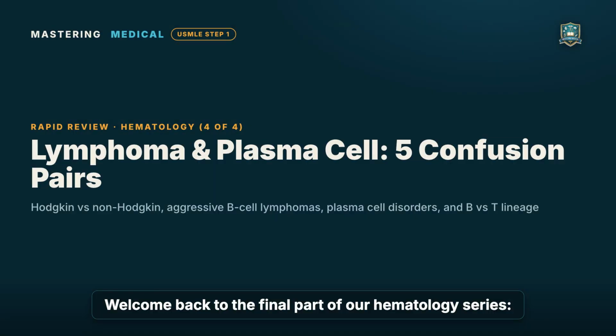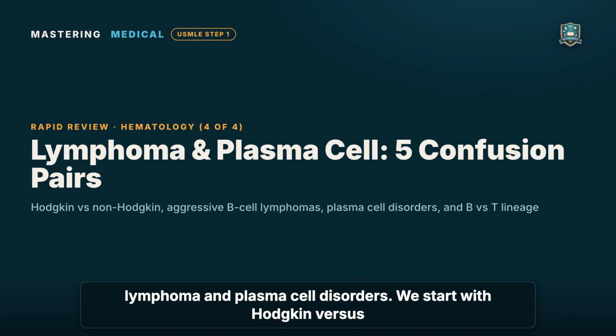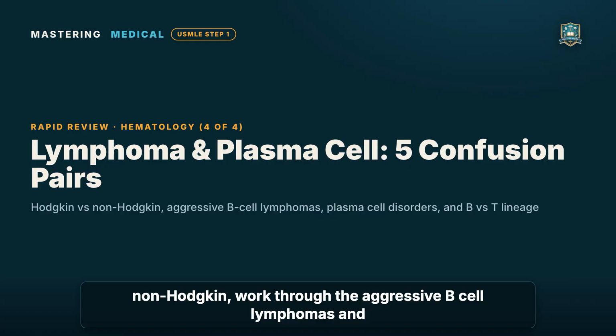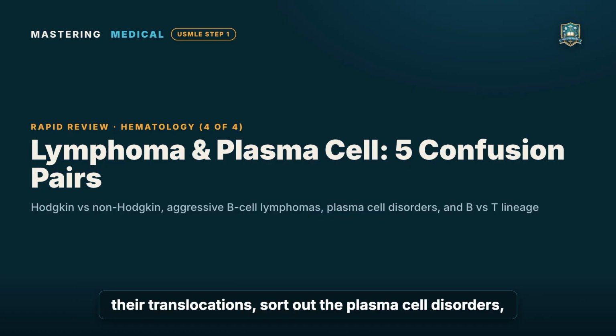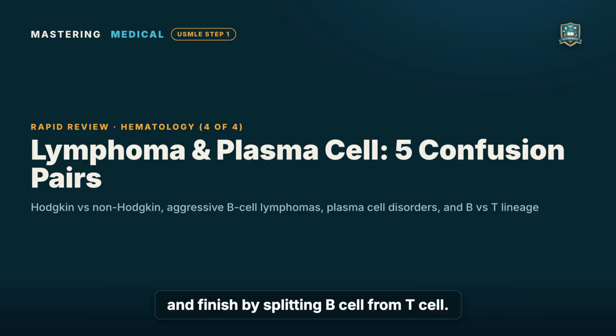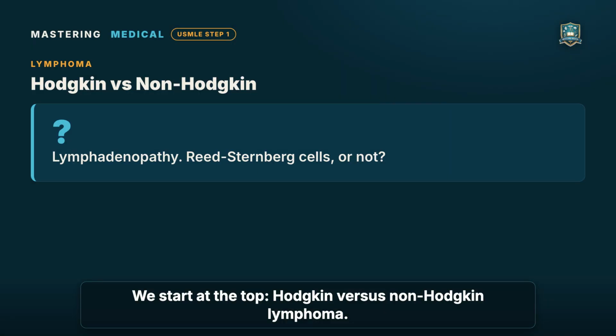Welcome back to the final part of our hematology series, lymphoma and plasma cell disorders. We start with Hodgkin versus non-Hodgkin, work through the aggressive B-cell lymphomas and their translocations, sort out the plasma cell disorders, and finish by splitting B-cell from T-cell. Let's finish strong. We start at the top, Hodgkin versus non-Hodgkin lymphoma.